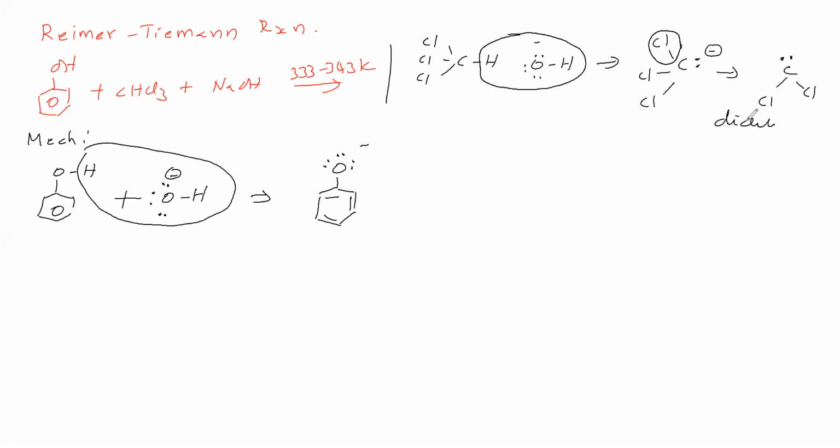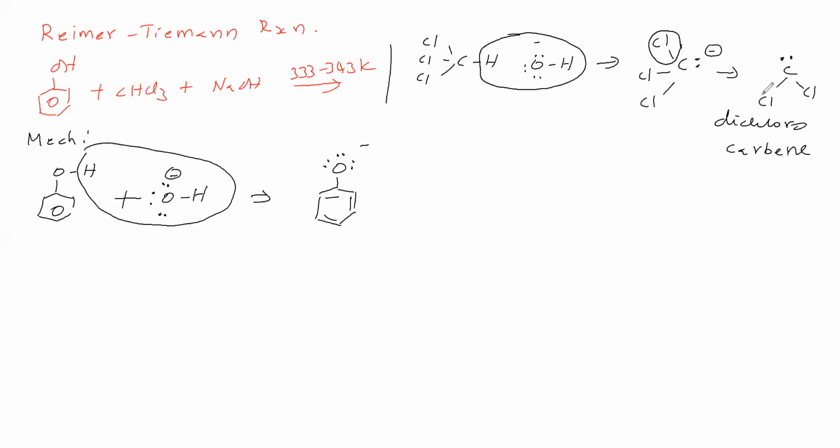dichlorocarbene. So what is the intermediate here? Carbene is the intermediate. What is carbene? In a carbene, the carbon has 6 electrons in its valence shell. This carbon has 2 sigma bonds and 1 lone pair, so it has 6 electrons in its valence shell. Therefore this is a carbene. Here 2 chlorine atoms are there, therefore it is called dichlorocarbene. In this dichlorocarbene, the carbon has 6 electrons in its valence shell, therefore it is electron deficient.